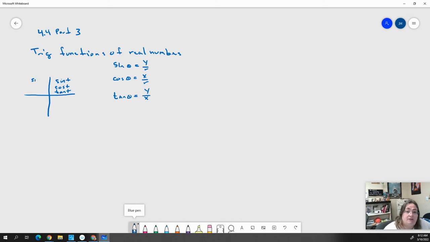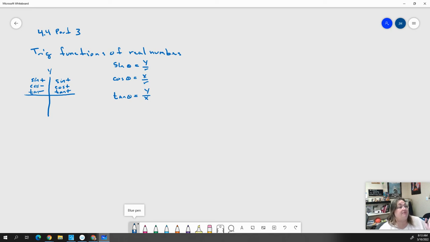Over here, sine is y, but y is positive, so sine would be positive. Cosine, though, x is negative in this quadrant. Anything on this side of the y-axis, x is negative, and so cosine would be negative. Tangent is y over x, which means we've got a positive over a negative, which gives us a negative. And that's the most important thing we need to know: what are the signs of this?